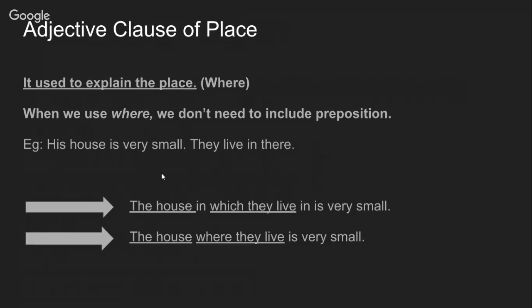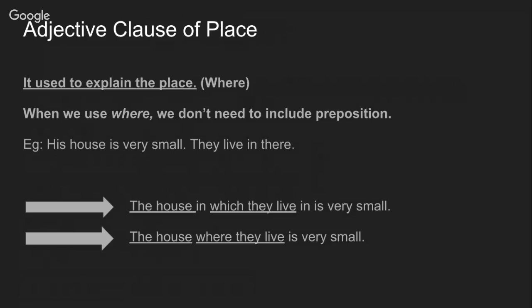Next. It's an adjective clause of place. It's important. We use where to explain this adjective clause. So because it's explained about place, so we can use where. Then we don't need to include preposition here. Yeah, because you already put where on it.